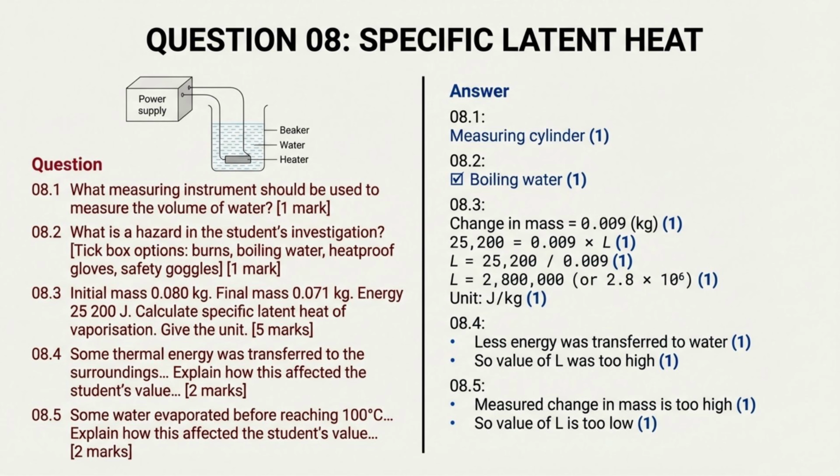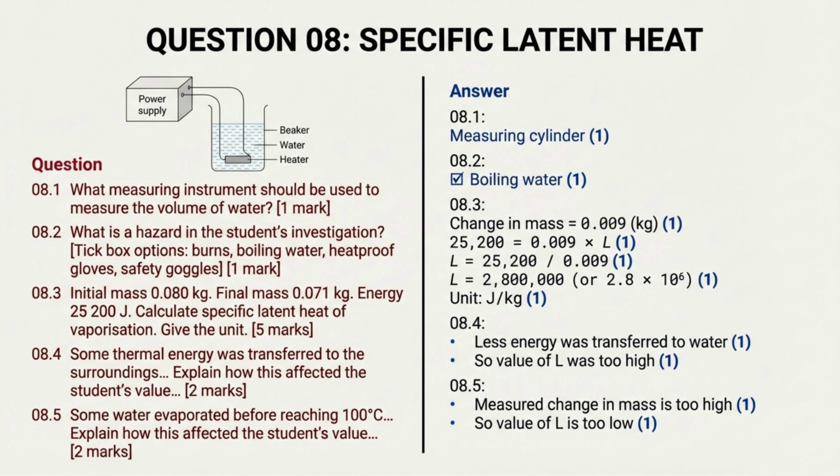Now for the error analysis part. 08.4 says some thermal energy was transferred to the surroundings. How does this affect the calculated value of L? Well, if energy escaped to the air, then less energy was actually transferred to the water than we assumed in our calculation. Because we divided by a larger energy value than was truly used for boiling, our calculated value of L is too high.